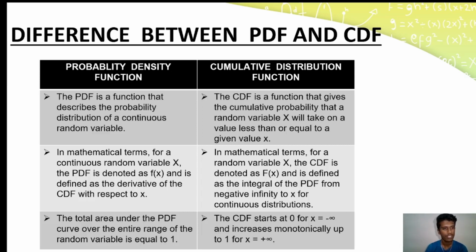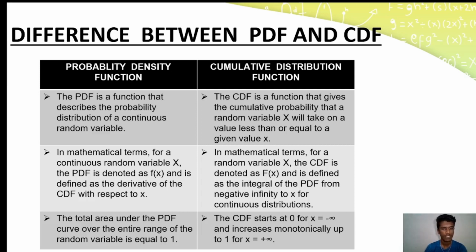The PDF is a function that describes the probability distribution of a continuous random variable. The PDF will take the value as random and will not take the value which has been given. The CDF is a function that gives the cumulative probability that a random variable x will take on a value lesser than or equal to a given value. As we know, the CDF will take the value which is equal to or lesser than the zero value.